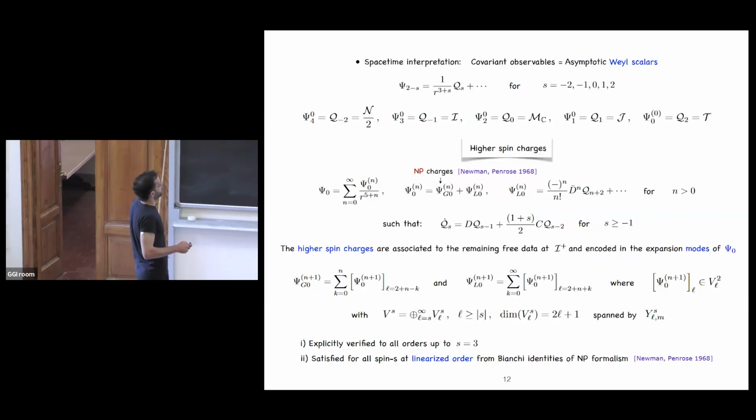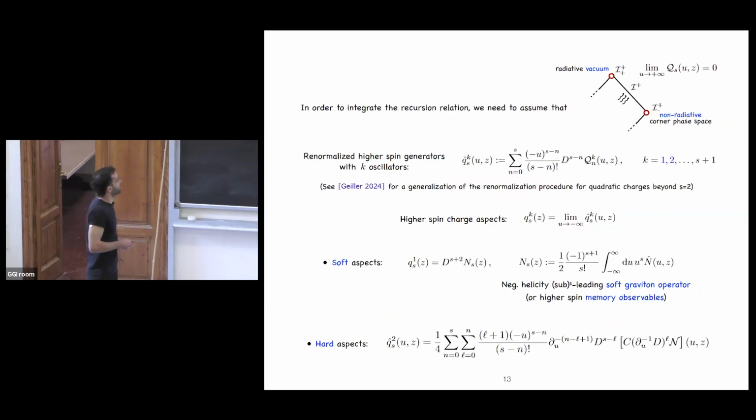And again, from the Bianchi identities at each order, you can see that these charges, defined in this way as the term that appears with derivative n times inside the leading term of psi n 0, satisfy this recursion relation for spin s bigger than or equal to -1. So this recursion relation is exactly verified to all orders up to s equal 3. And if you just look at linearized theory, it's also an exact Bianchi identity for all spins. Okay, I guess we've seen this before.